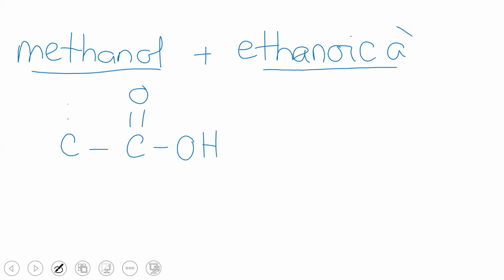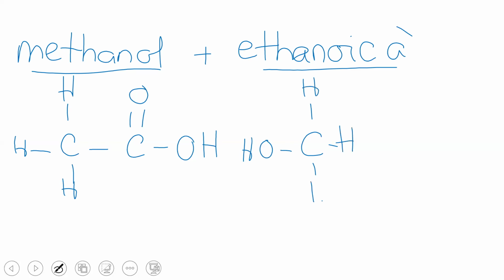Get a piece of paper and draw with me step by step. So that's ethanoic acid. And I'm going to draw right next to it the methanol. Meth means 1 carbon. There you go. The idea is I want you to put the functional groups in front of each other. So the OH of the alcohol in front of the COOH of the acid.